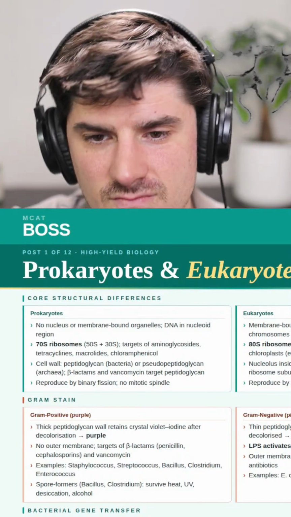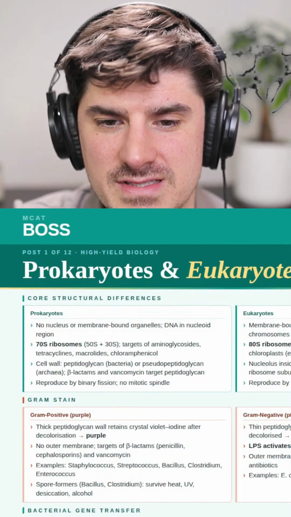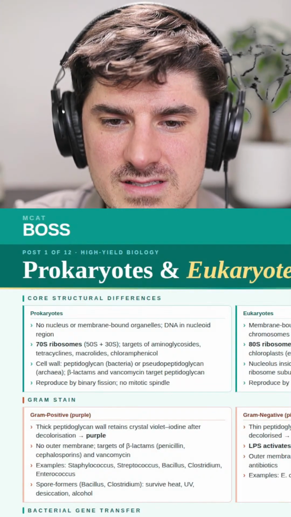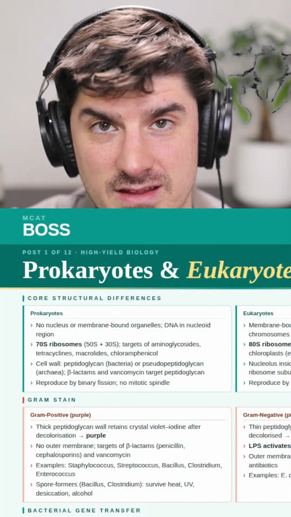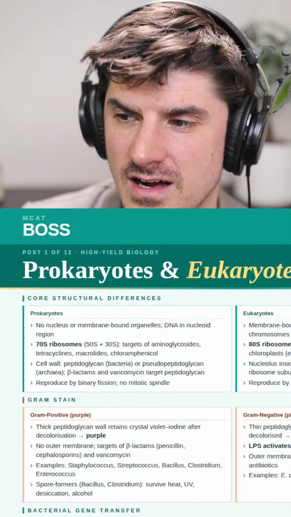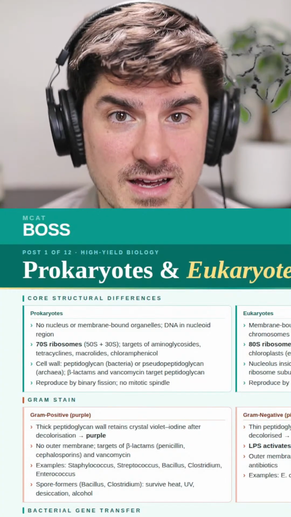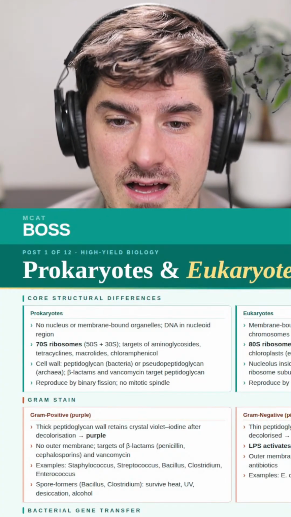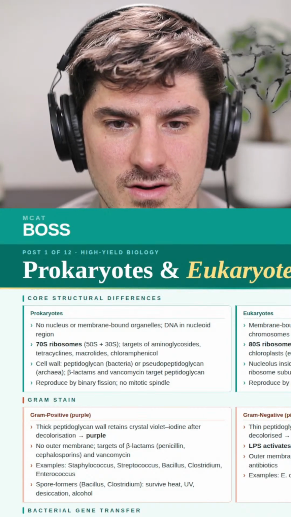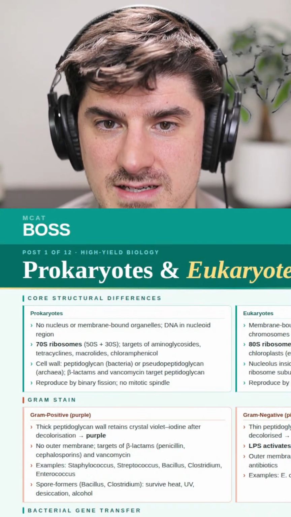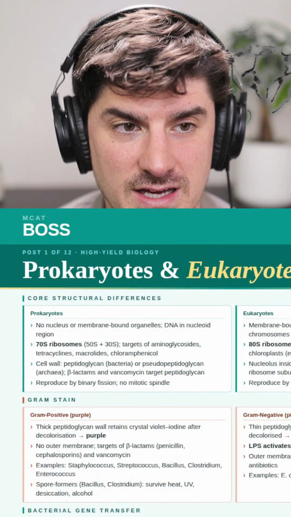The spore formers like Bacillus and Clostridium, of course, are able to form protective spores, and this is a way that they survive heat. They are able to survive a really shocking amount of UV radiation and even desiccation. Drying them out and exposing them to alcohol also does not seem to take them out.